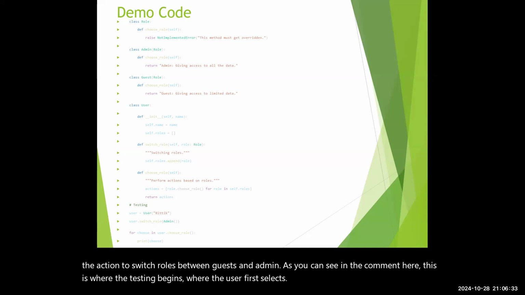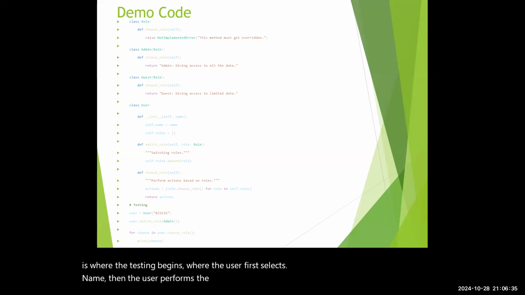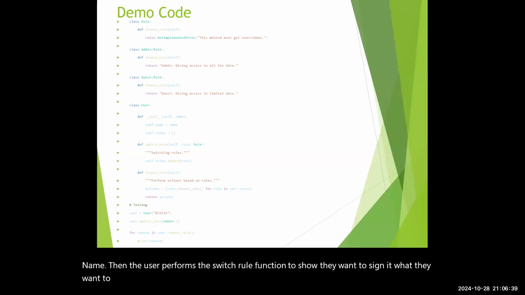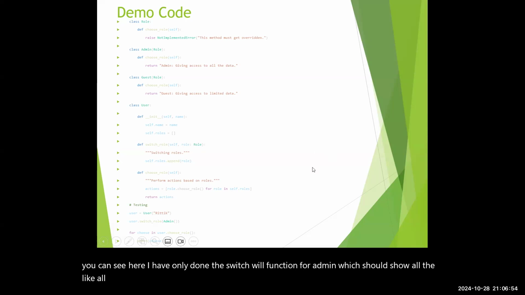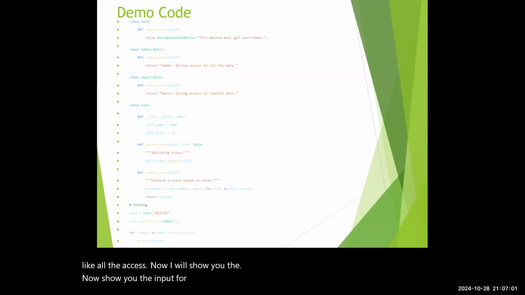Then the user performs the switch role function to show what they want to sign in as, which is either guest or admin. Then the choose role gets printed. As you can see here, I have only done the switch role function for admin, which should show all the access. Now I'll show you the input for guest. It should show the user has limited access.